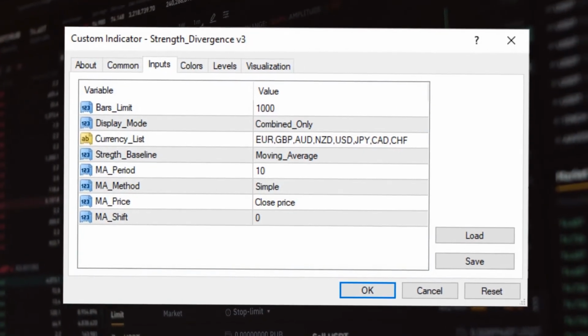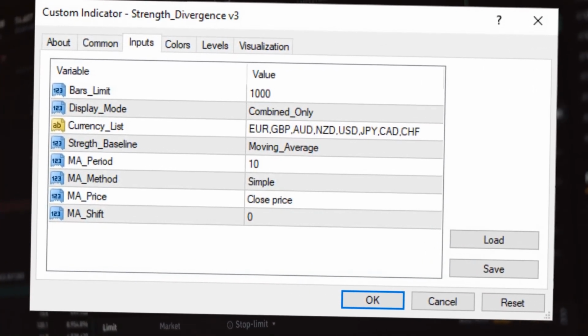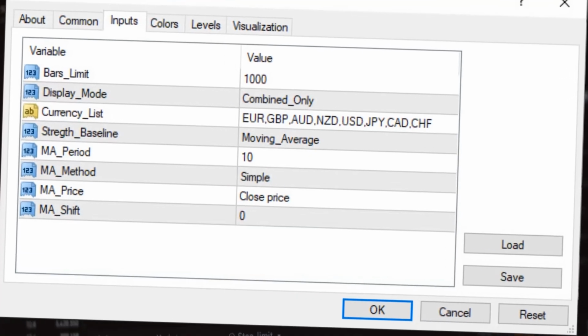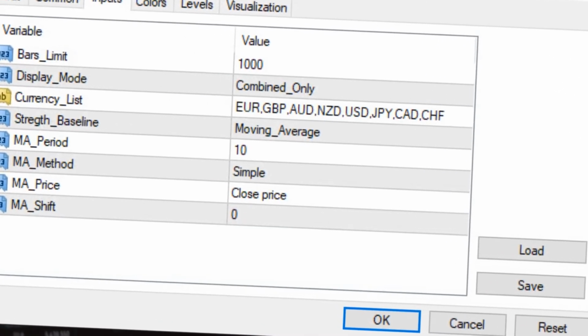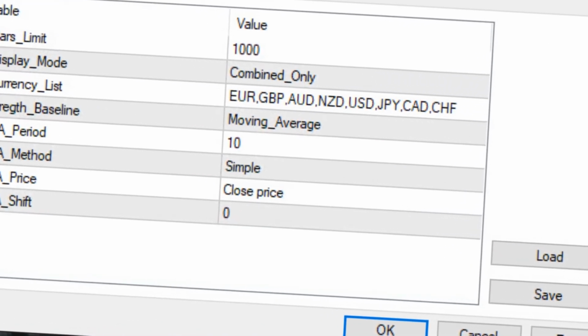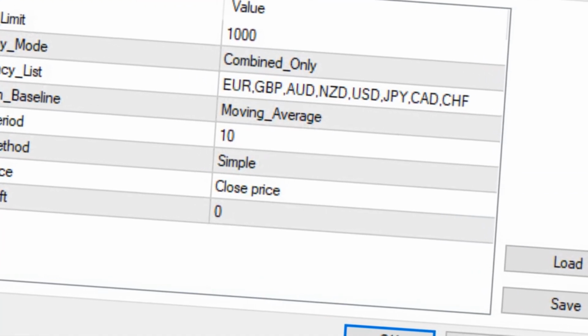These are the settings to use for this system, and I won't explain what they all mean in this video because there are full instructions when you download it at the end of the video. Just make a note or come back to this when you set yours up on your charts.